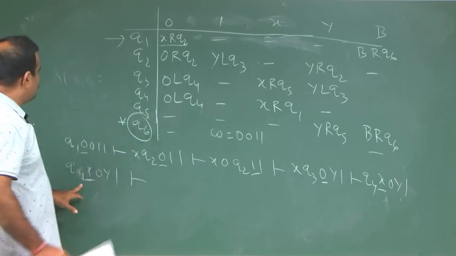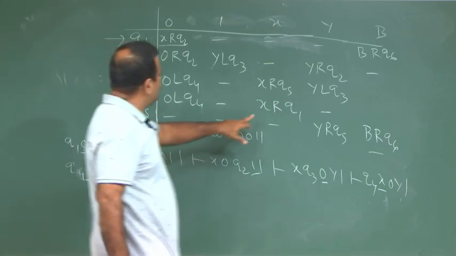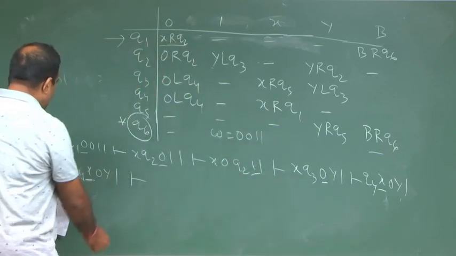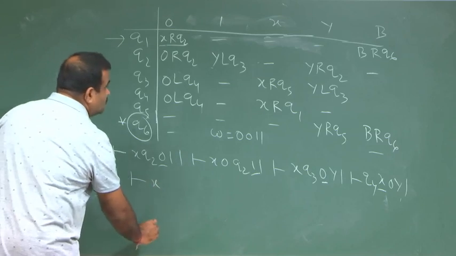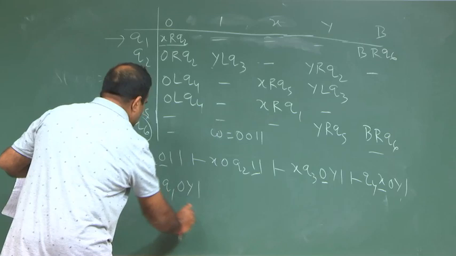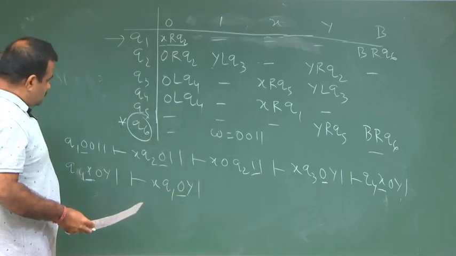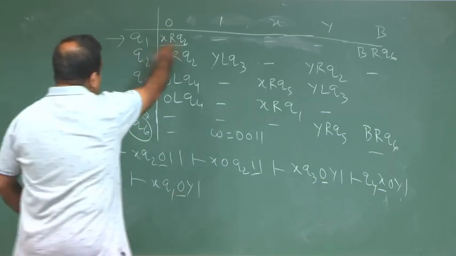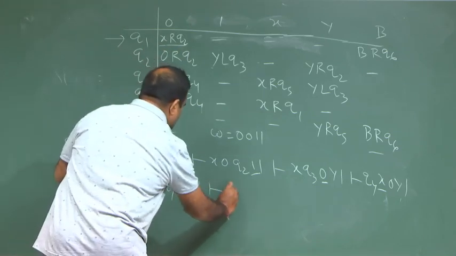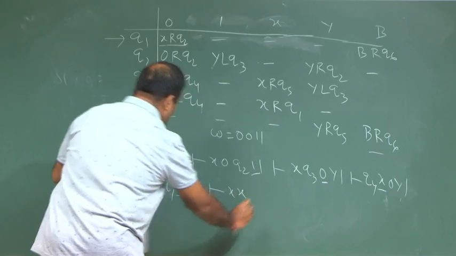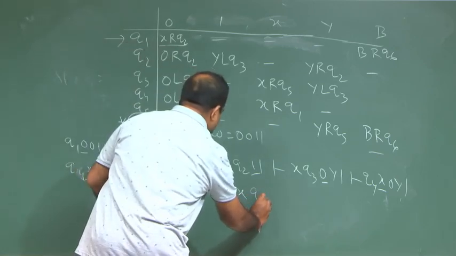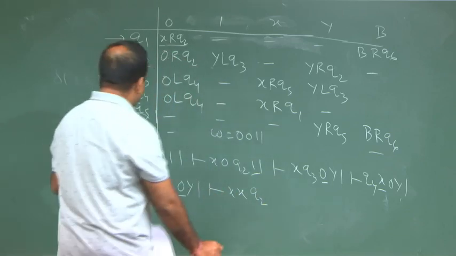With q4 with x, where are we going? x R q1. R means it will go right. So x will remain x, and we reach q1, 0 y 1. So this is the next symbol. Now q1 with 0, again it will go to the next one, and 0 will be replaced by x. So this is x x, then q2, and the next symbol is y 1.